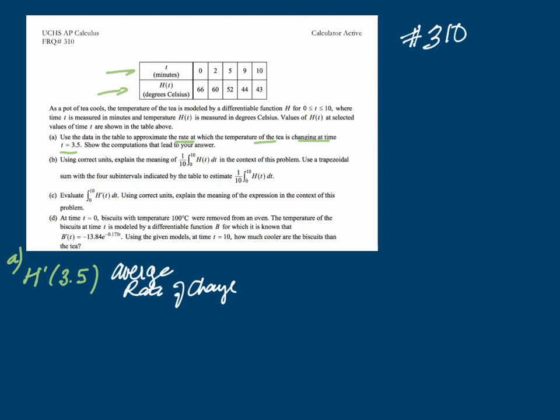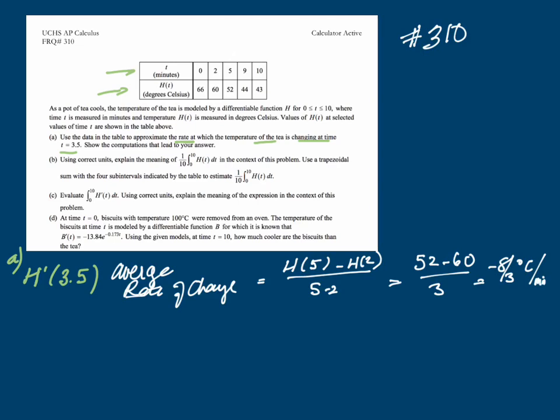Okay, because remember, this is a slope, average rate of change. So that's equal to, and then write this out because this could be worth points, h at 5, so you're going to go one above it and one below it, right? h of 5 minus h of 2 over 5 minus 2, which is 52 minus 60 over 3, which is negative 8/3, and use your minutes. This is a rate, so this would be degrees Celsius per minute.